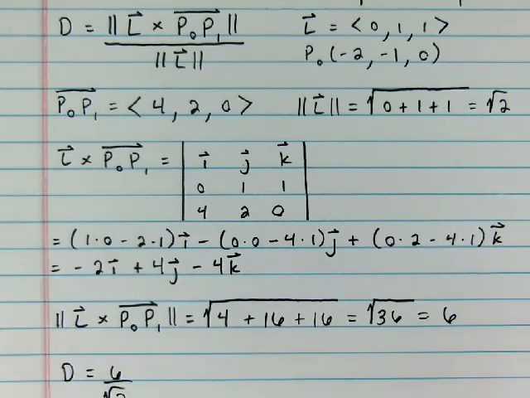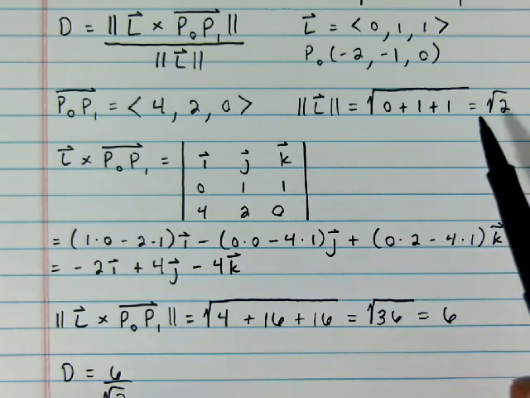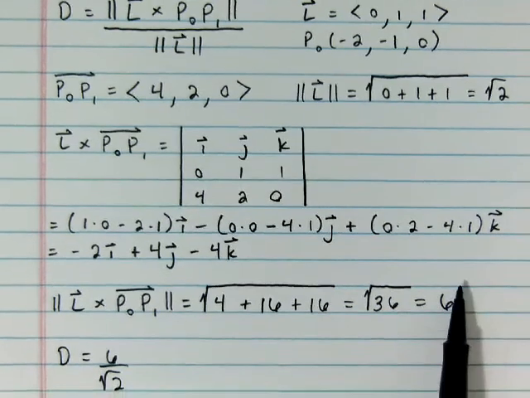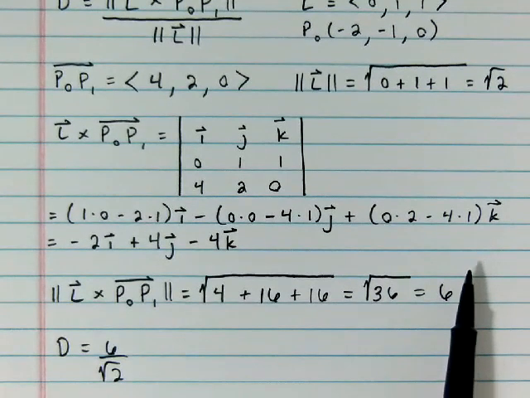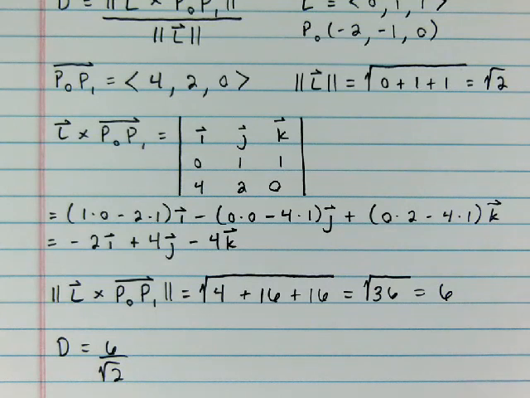So the distance between that point that we were given, you can't see it anymore, the point was 2, 1, 0, and the line with the symmetric equations, x equals negative 2, y plus 1 equals z, is 6 over root 2. All right, so that concludes our 11.5, and we'll start 11.6 in the next video.